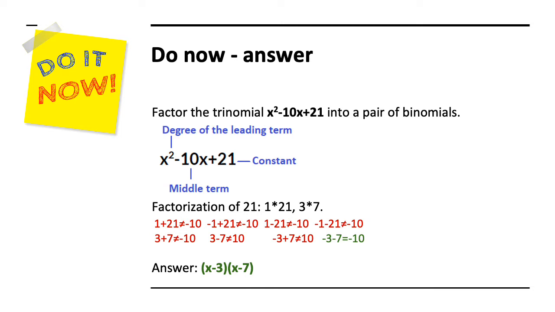Combining all of these steps, we get our two factors, the quantity x minus 3 times the quantity x minus 7. We can check our solution by applying the distributive property. If this was difficult for you, please review the advanced polynomial factoring video linked in the description below.